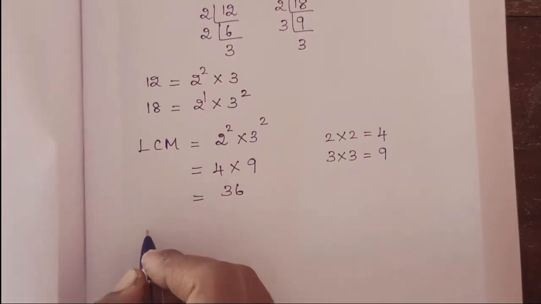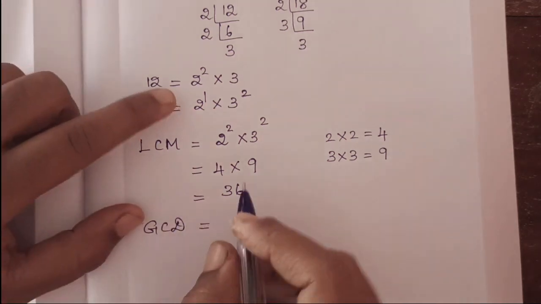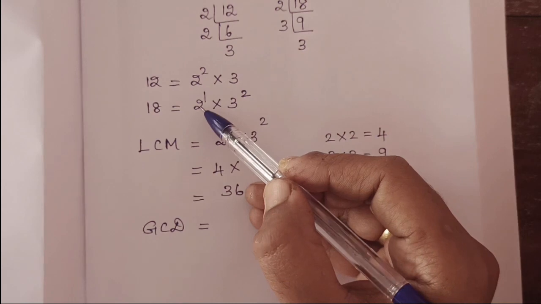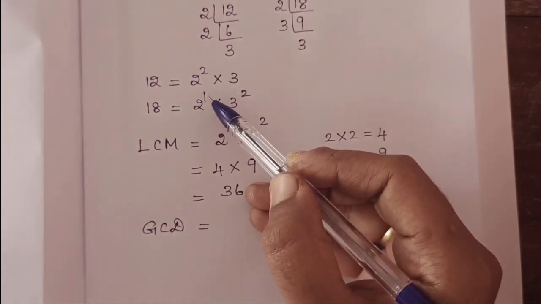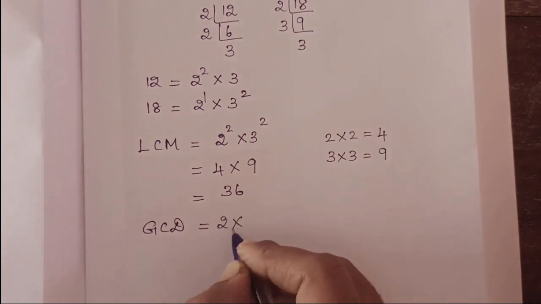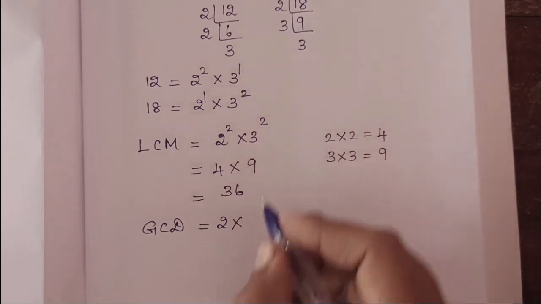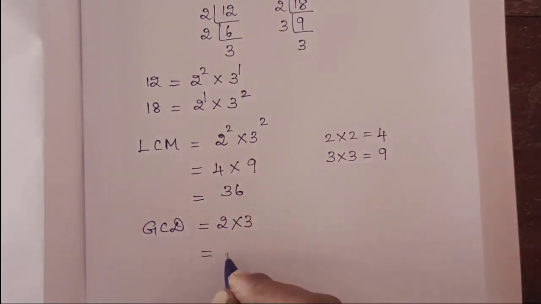Now I am going to find the GCD. So GCD is equal to, compare these two numbers, 2 power 2 and 2 power 1. GCD means we need to take the lowest power. So 2 into, here 3 power 1 and 3 square. What is the least power? 3. So the answer is 6.